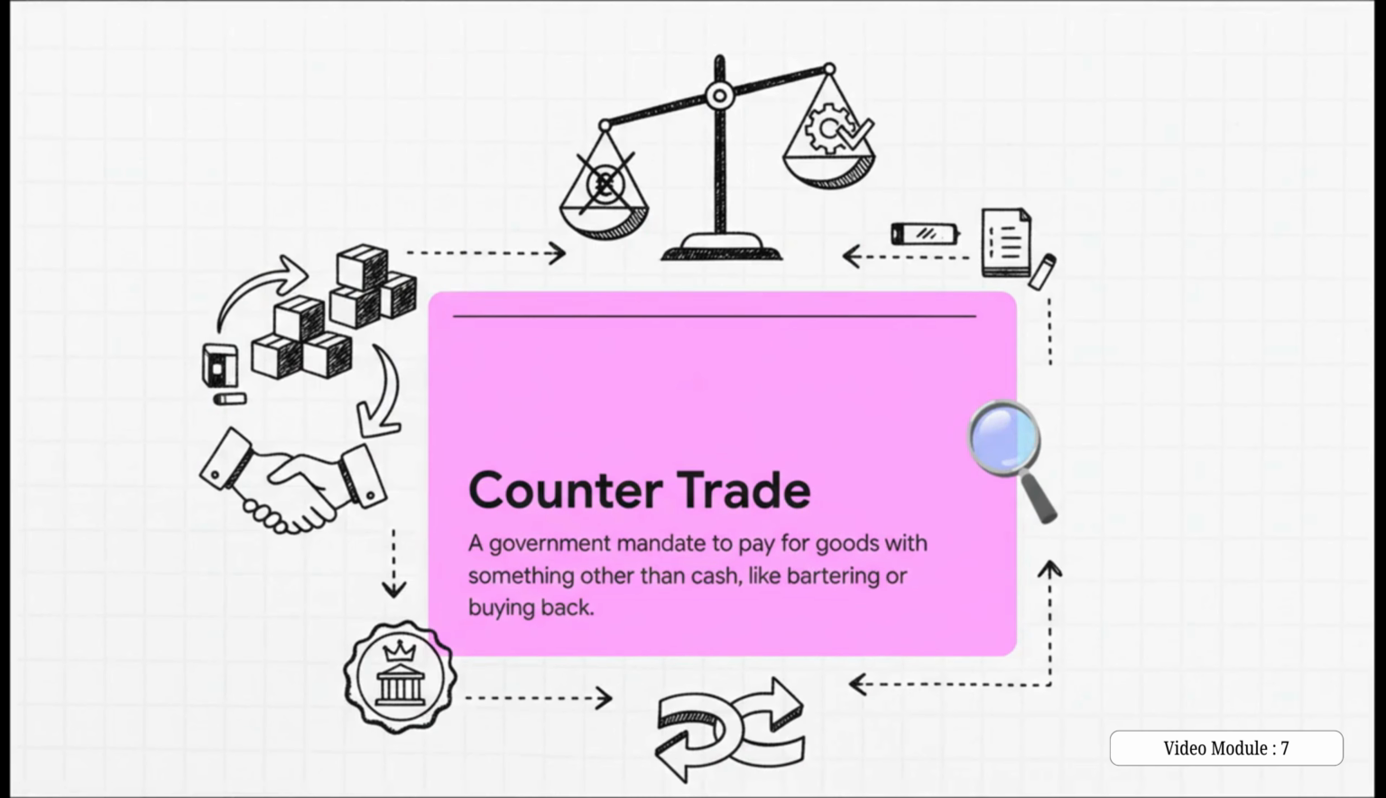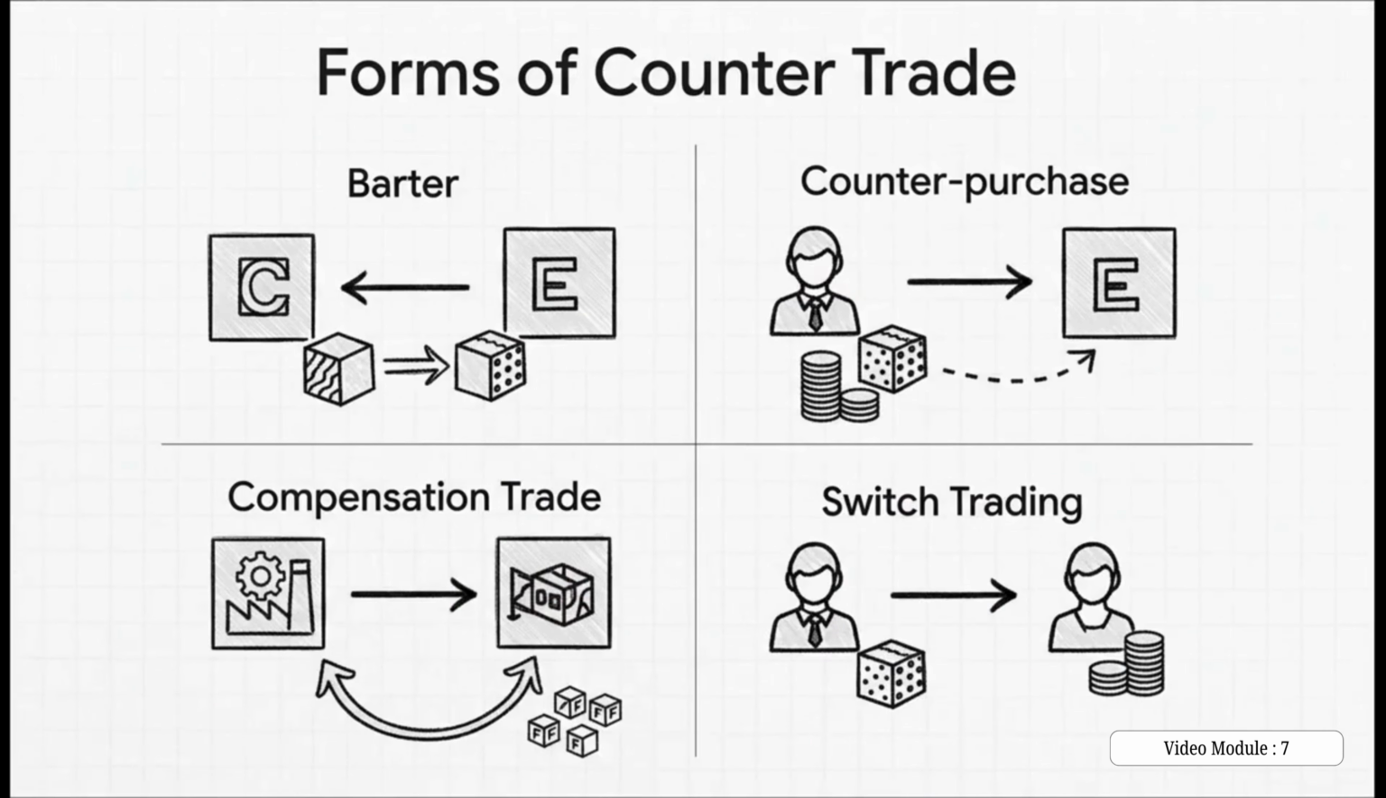And then you have this really fascinating concept called a countertrade. This is essentially business without any money directly changing hands. It's a formal system where goods are paid for with other goods or services, and it's often required by governments. And this is way more than just simple bartering. For example, in what's called a compensation trade, a company might sell machinery to a factory, but part of the deal is that they have to buy back some of the products that are made with that same machinery. These can be incredibly complex arrangements.